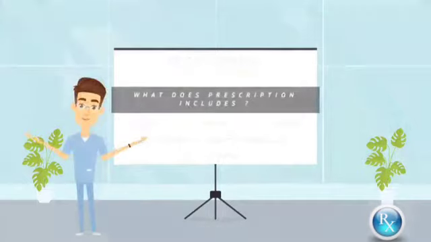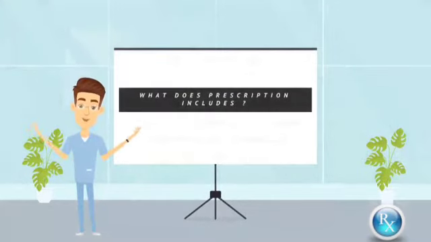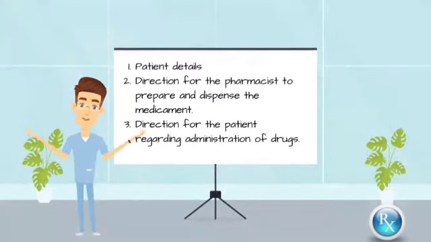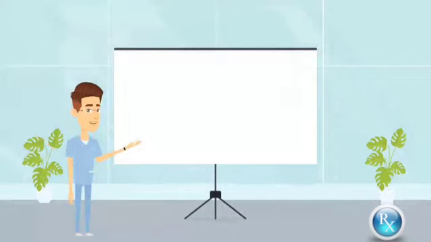Next we'll see what the prescription includes. It contains patient details, which is the most important thing in the prescription, so the pharmacist can avoid prescription error. And next is direction for the pharmacist to compound and dispense the drug, and the direction for the patient regarding administration of the drug. Next we'll move on to parts of prescription.